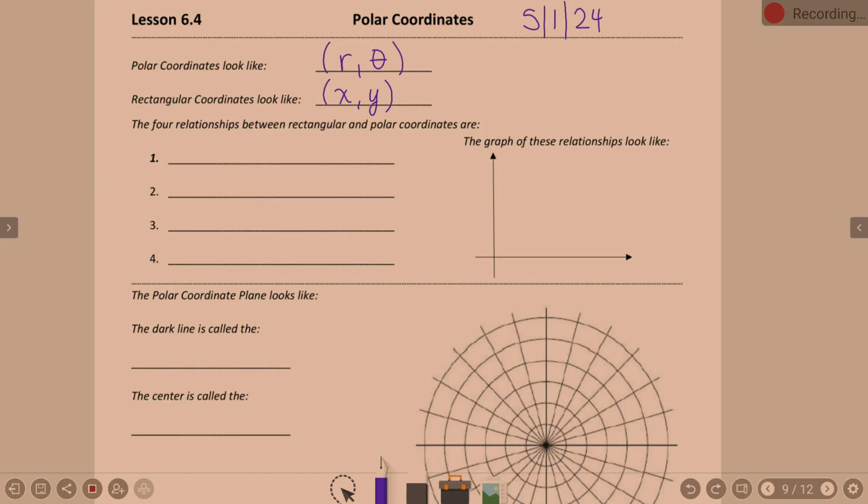Now, we have 4 relationships between rectangular and polar coordinates. In other words, if you know x, y, or if you know r, theta, you can use them to find the other. One of which is x is equal to r times the cosine of theta. Now, if x is equal to r times the cosine of theta, what about y? y equals r times sine of theta. That shouldn't surprise you too much, thinking about ordered pairs.